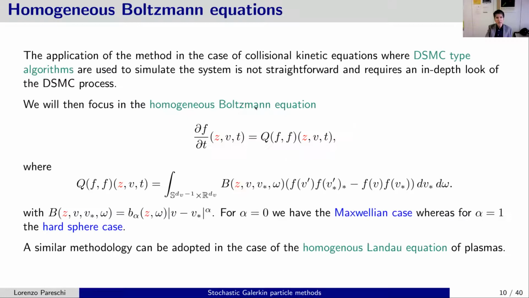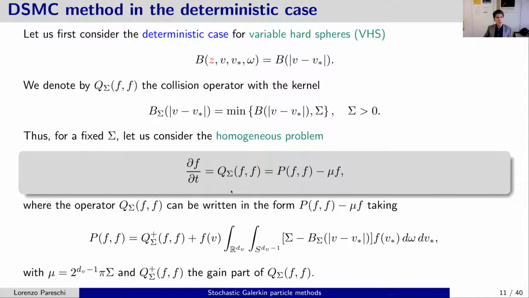So in the first part, let me consider the case of a homogeneous Boltzmann equation. For a homogeneous Boltzmann equation, we can imagine we have this structure. I mean, the collision kernel here is particularly relevant in the design of the algorithm. We can focus on the hard sphere case. And I'm not sure all of you are familiar with the direct simulation Monte Carlo, so I will try to recall at least the essential ideas of DSMC in the deterministic case, by ignoring at present the effect of uncertainties.